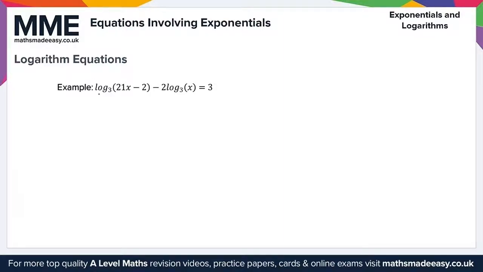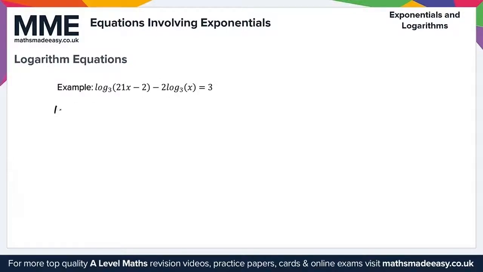So here we have log of 21x minus 2 base 3 minus 2 log x base 3 is equal to 3. So the first thing I'm going to do here is notice we have this minus 2 in front of the logarithm, so we can apply the power rule here. We can take this minus 2 as a power here for this x. Okay, so this would become a plus here.